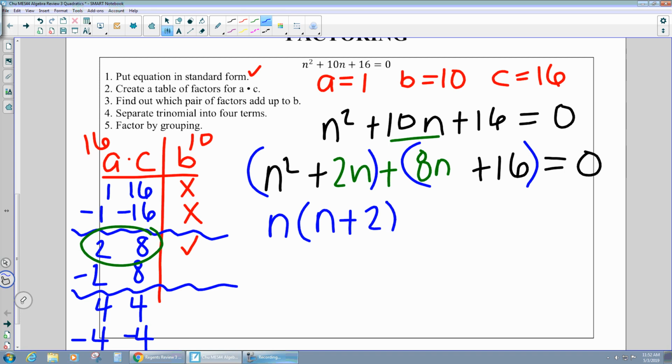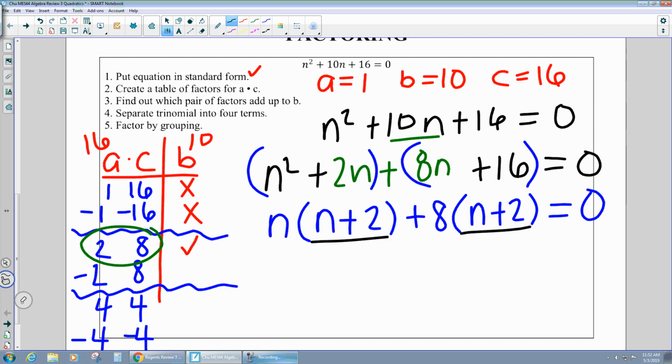From your second group, you can factor out a positive 8, and you're going to be left with n plus 2. So an easy check for ourselves right now is that the two things inside the parentheses are the same. Okay, so they both should look exactly the same. They both say n plus 2. I know I'm on the right track.